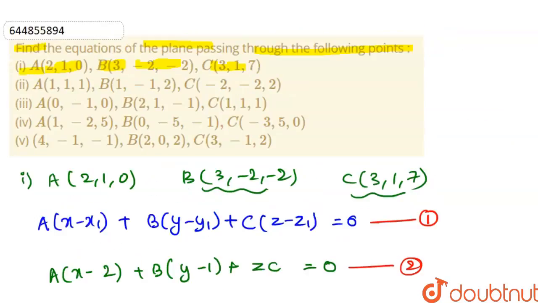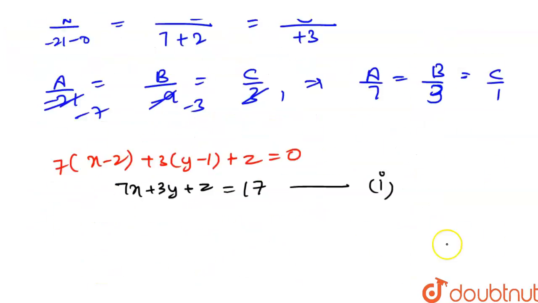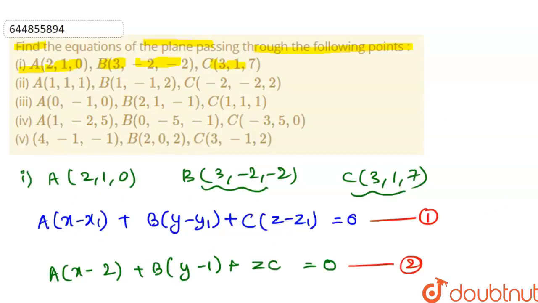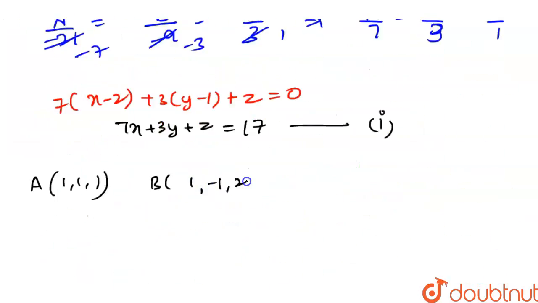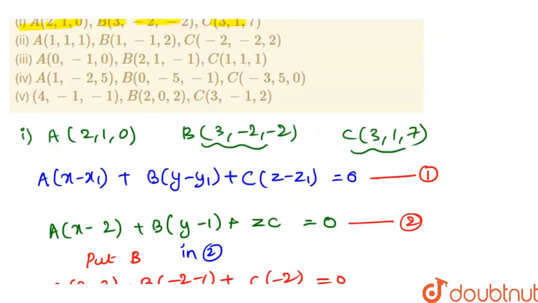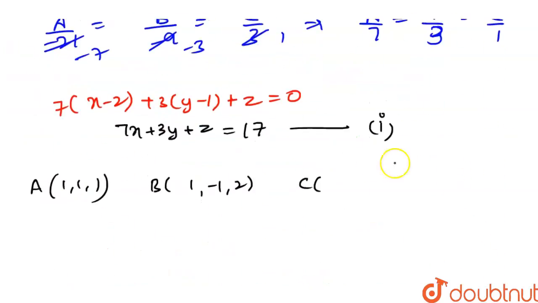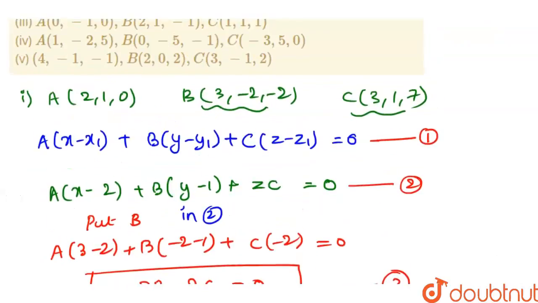Now the second part is A (1, 1, 1), B (1, -1, 2), and C (-2, -2, 2). So we will solve it similar to the first part, right?